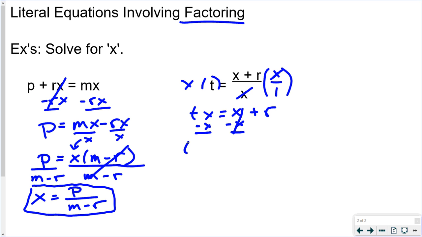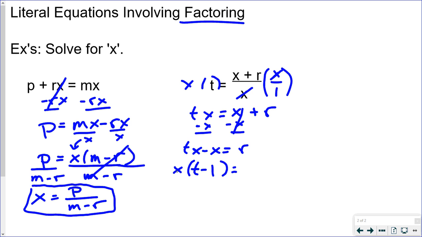So I'm going to subtract x from both sides. So tx minus x equals r. And this is where the factoring comes in. So I'm going to factor out the x. And so tx divided by x is t. Now x divided by x, anything divided by itself is equal to 1. So that's t minus 1.